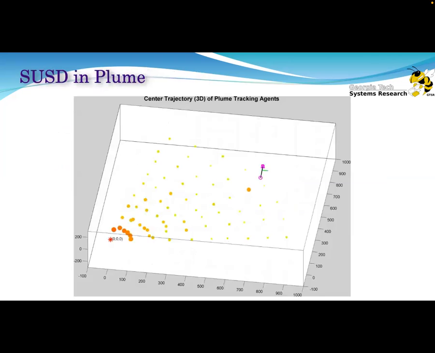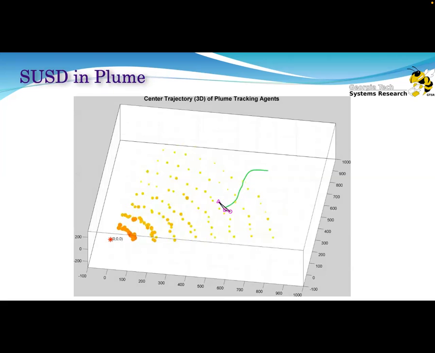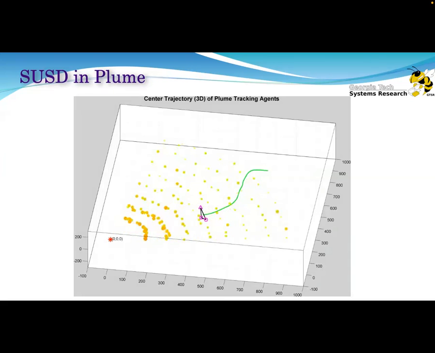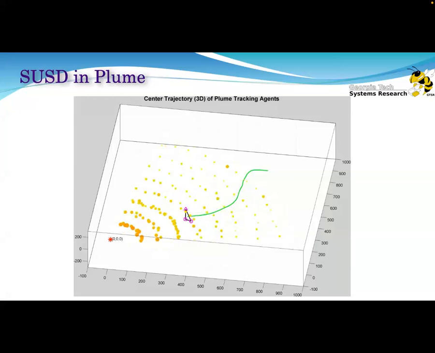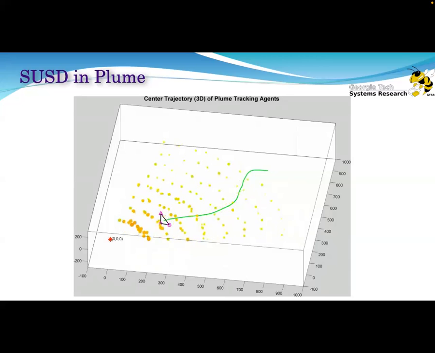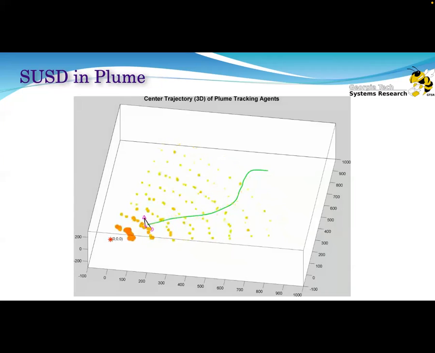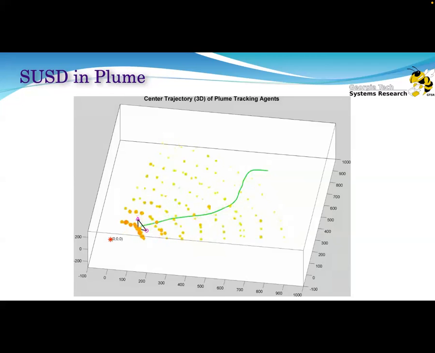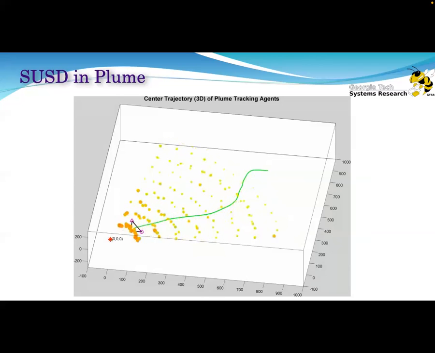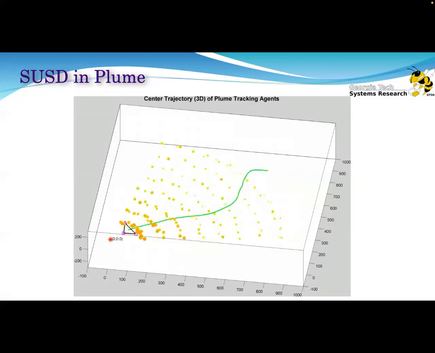Then we can just use that and use the same SUSD strategy. But in this case, our moving speed is going to be proportional to the plume duration instead of the actual plume value. By using that information, we're still able to go to the source. We haven't done a robot experiment on this because it's very difficult to generate plumes in the lab and to measure them.